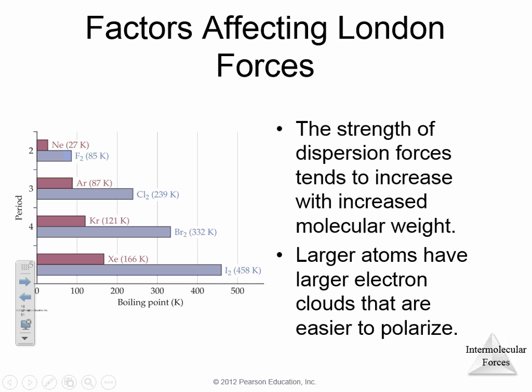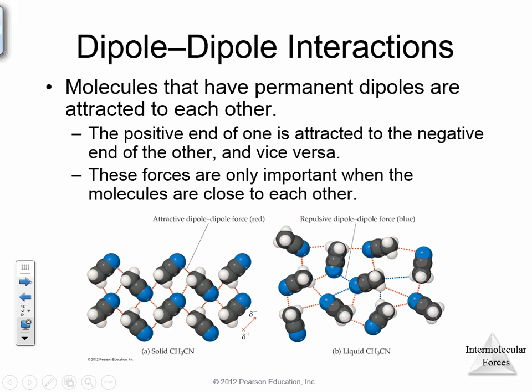So we talk about shape and weight. All right. Shape and weight are going to affect London dispersion forces. So you can kind of see how it works here. So that was London dispersion forces, kind of how you can have an induced dipole and an instantaneous dipole.